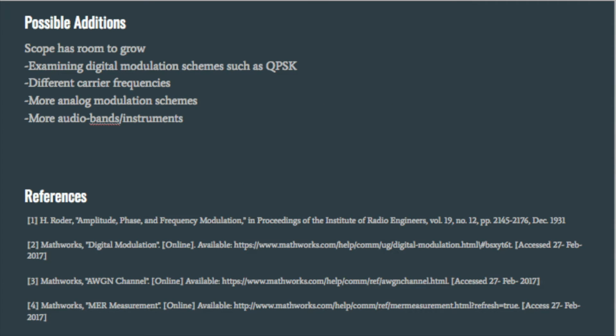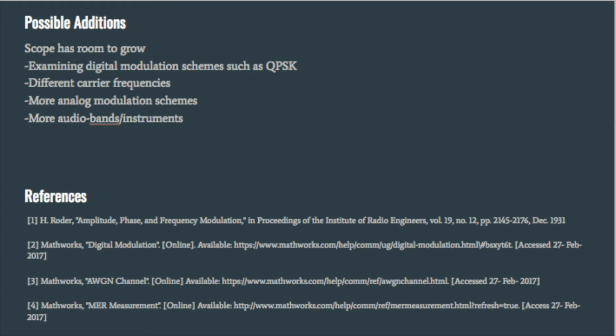The scope of this project leaves much room for growth, and many add-ons can be made during the course of the project, if time allows. Some examples of possible additions include examining digital modulation schemes for audio. In such a scheme, the audio would first be converted to a digital signal through an analog-to-digital converter. The digital signal would then be modulated using a digital modulation scheme such as BPSK or QPSK.